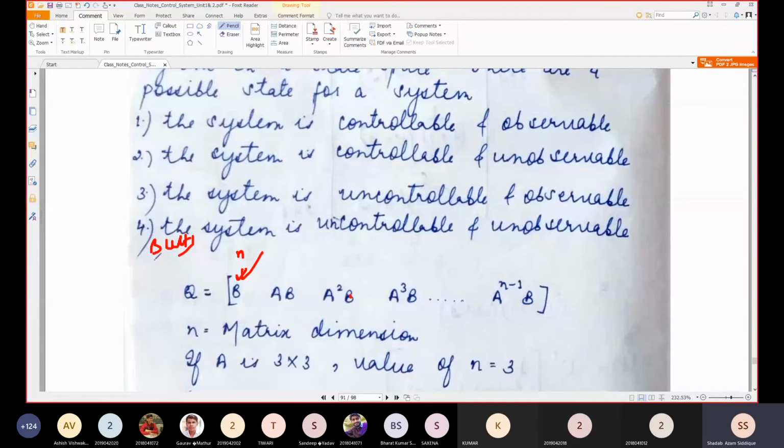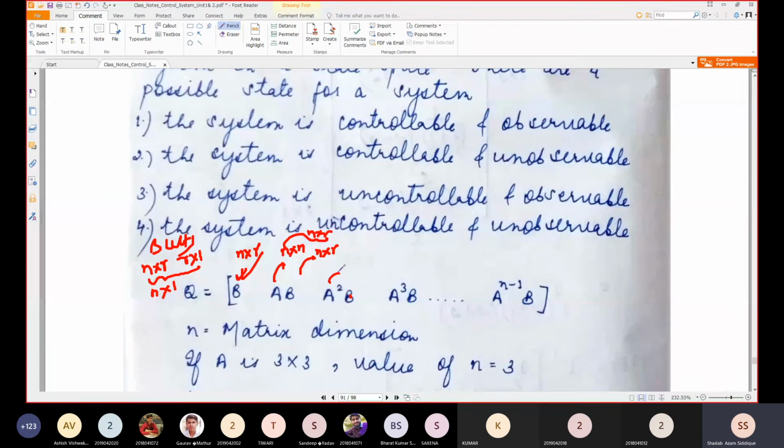If you don't remember, no issues, you just try to find out. What is the U dimension? U was of dimension R cross 1, because R is the number of inputs. So overall it should be an n cross R matrix, so B is basically an n cross R matrix. A is an n cross n matrix, and B is n cross R. Multiplying these two, you get an n cross R matrix.